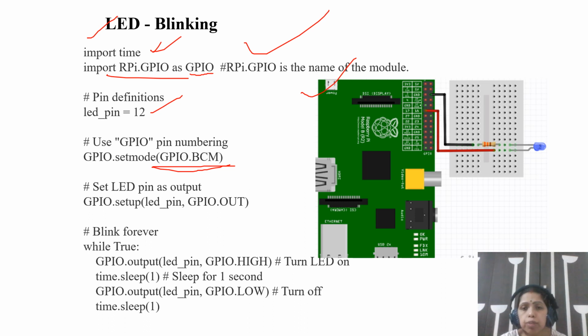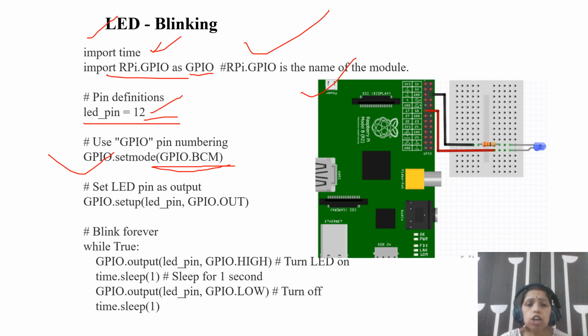So the board name, the port number 12, I have connected the LED. So this is LED_PIN = 12. Okay, then I have to tell the GPIO configuration that this pin number 12 is associated with the board pin number, not the GPIO pin number.